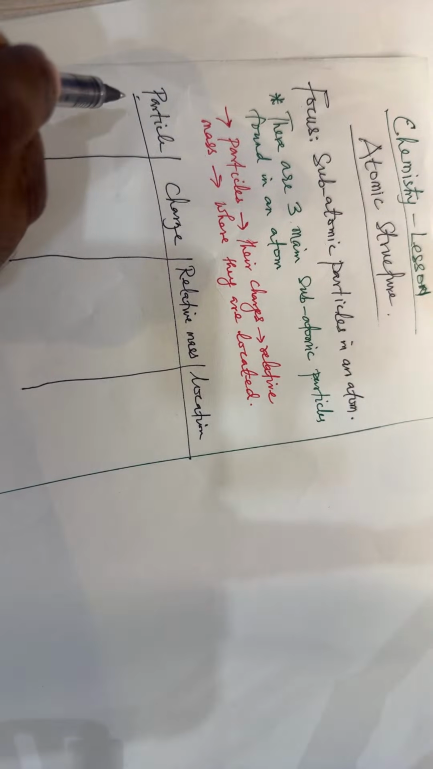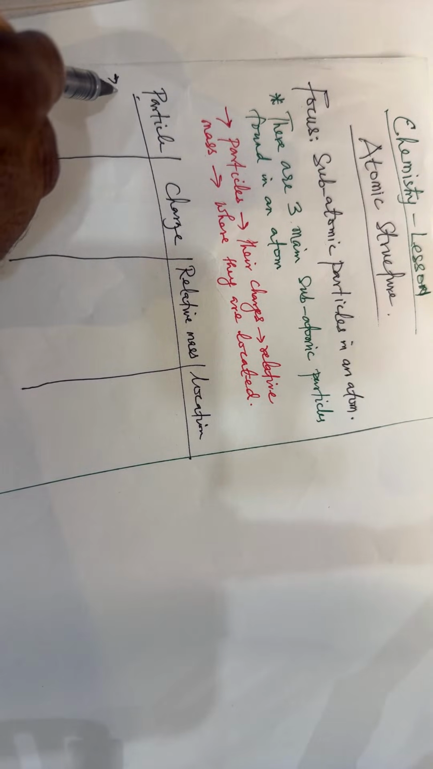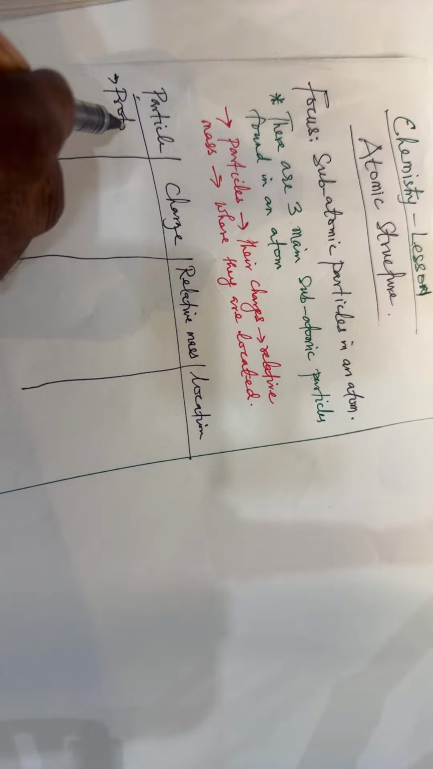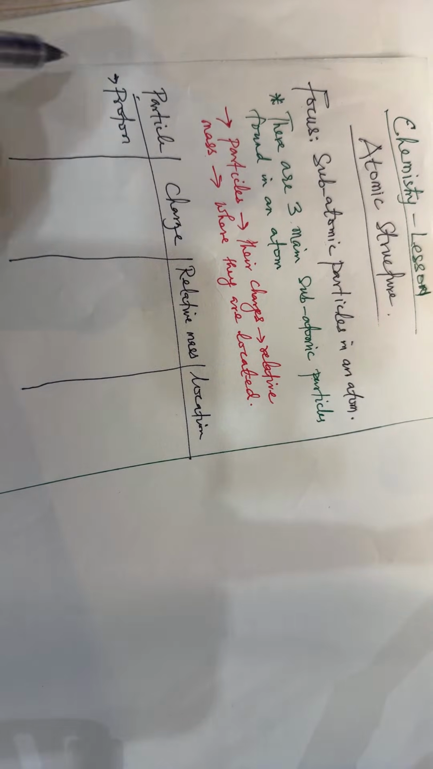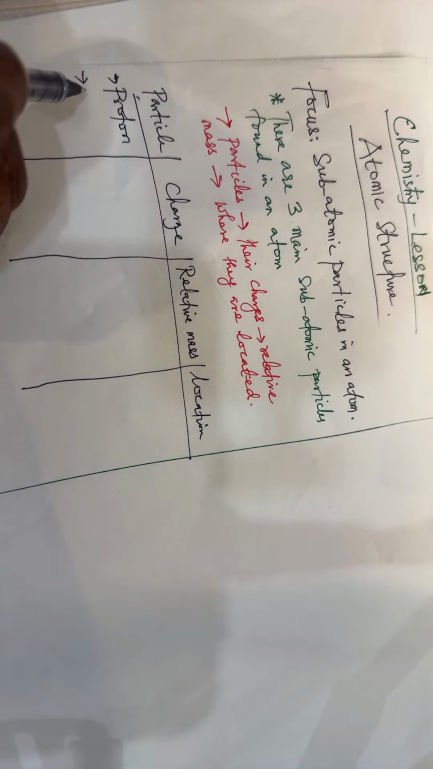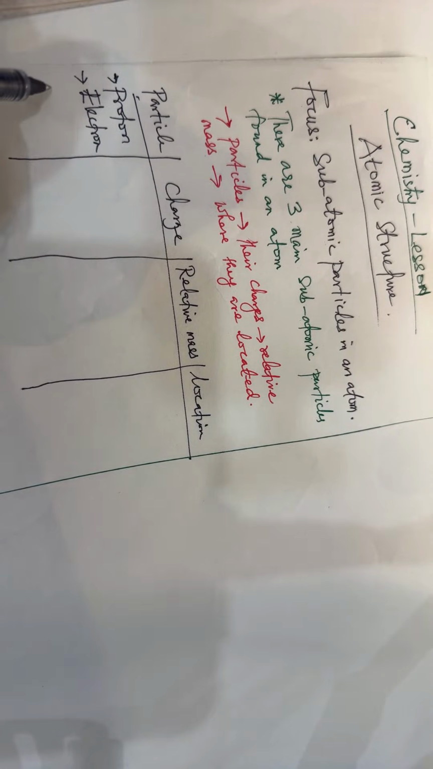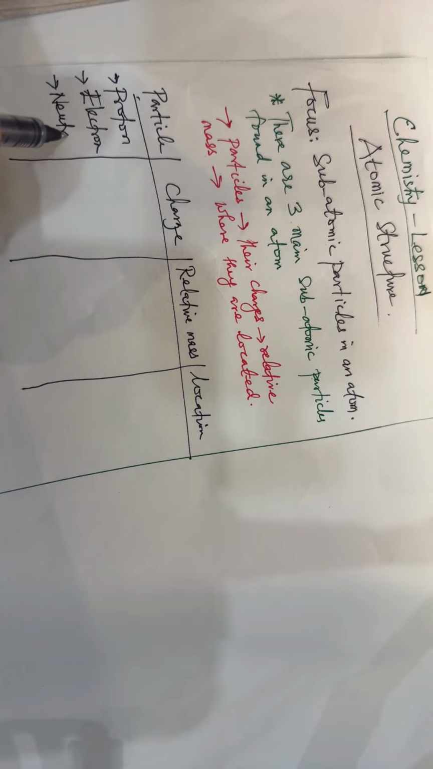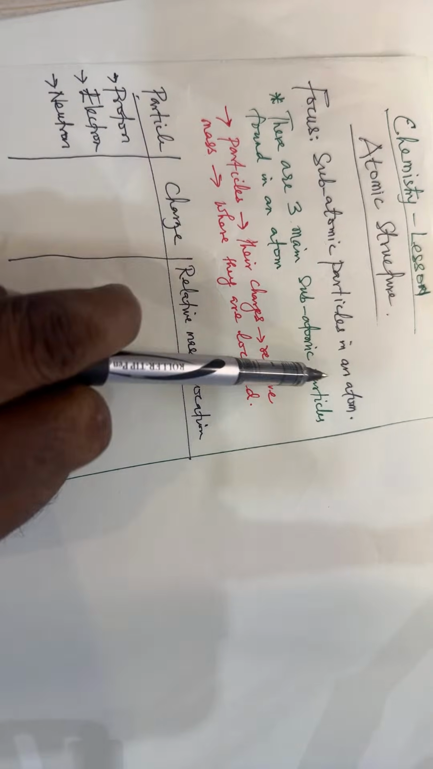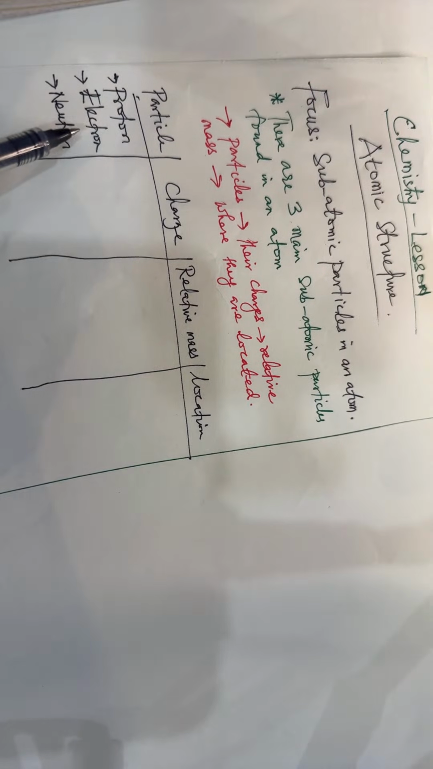So please remember that the particles are, the first one is proton. I'm not naming them in a particular order, just to make this easier. The next one is electron, and the next one is neutron. In case you don't remember these things, this should be the last time you forget this. If they ask you what are the subatomic particles in an atom, tell them proton, electron, and neutron. Is that clear?